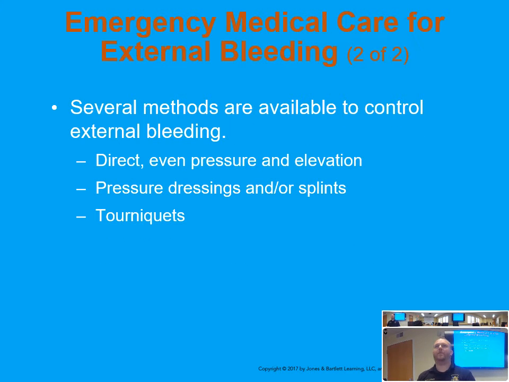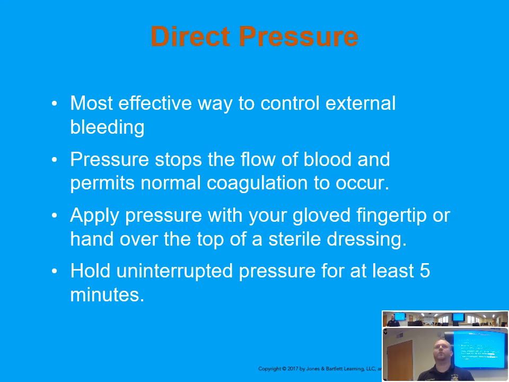Several methods are available to control external bleeding: direct pressure and pressure elevation, direct pressure dressings, splints, and tourniquets. Again, direct pressure is the most effective way to control external bleeding. Pressure stops the flow of blood and permits normal coagulation, or the formation of a clot, to occur. Apply pressure with a gloved fingertip or hand over the top of a sterile dressing. Hold uninterrupted pressure for at least 5 minutes.